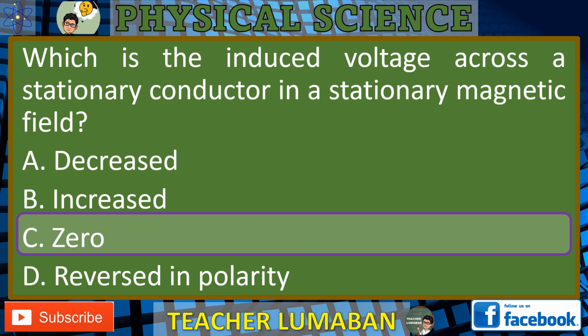Therefore, the induced voltage across a stationary conductor in a stationary magnetic field is zero, making option C the correct answer. Sa makatuwid, ang sapilitan na boltahe sa isang nakatigil na konduktor sa isang nakatigil na magnetic field ay zero, na ginagawang tamang sagot ang option C.